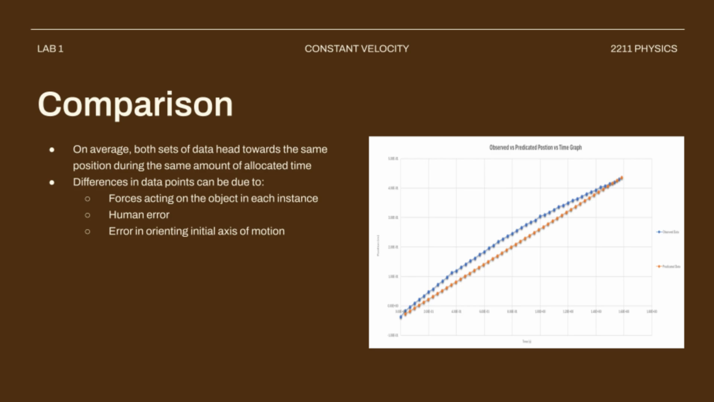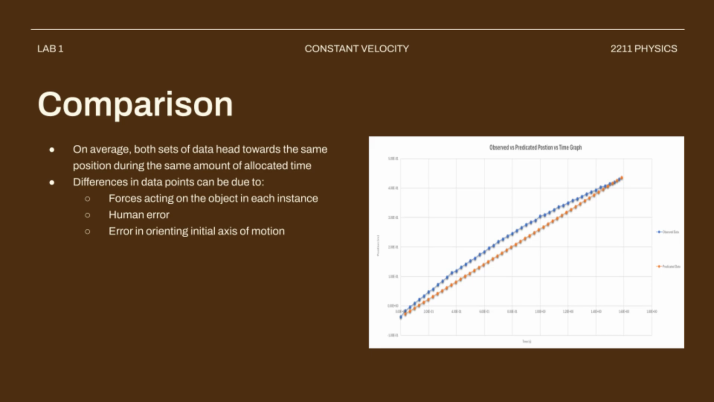So as I previously mentioned, they do follow the same trend line with some minor differences. On average, both sets of the data head towards the same position during the same amount of allocated time. Differences in data points can be due to forces acting on the object in each instance. For instance, in the first one, we were pushing the object, and then in the second one, it's going to be a constant velocity. It can also be due to human error or error in orienting the initial axis of motion.